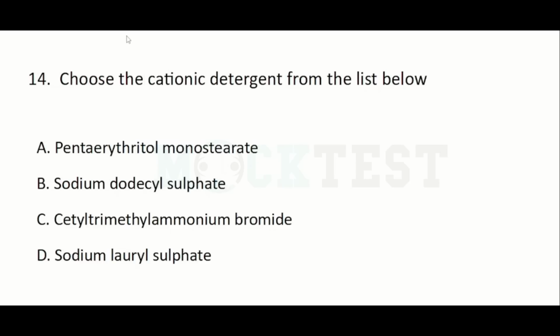Choose the cationic detergent from the list below. Option A, pentaerythritol monostearate. Option B, sodium rhodesyl sulfate. Option C, cetyl trimethyl ammonium bromide. Option D, sodium lauryl sulfate. The answer is option C, cetyl trimethyl ammonium bromide.